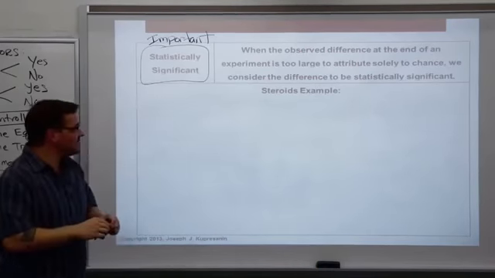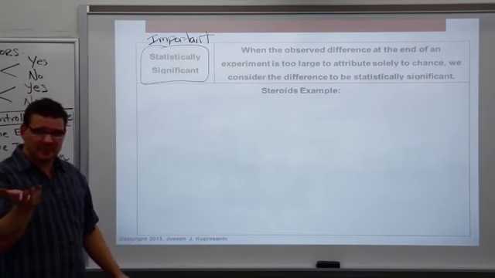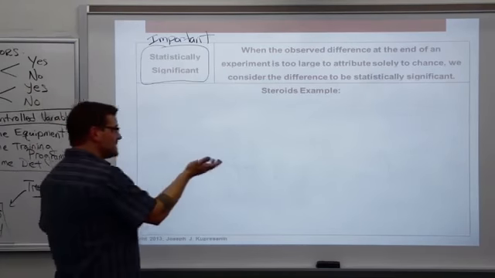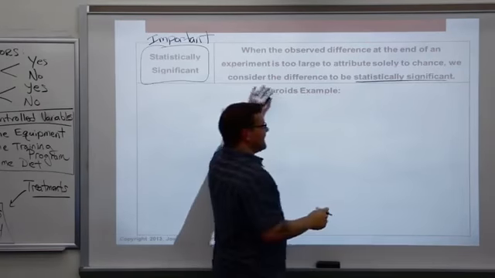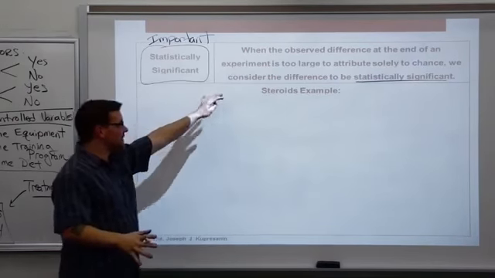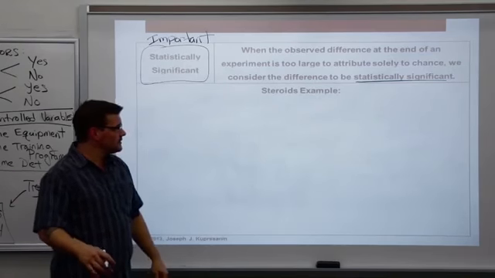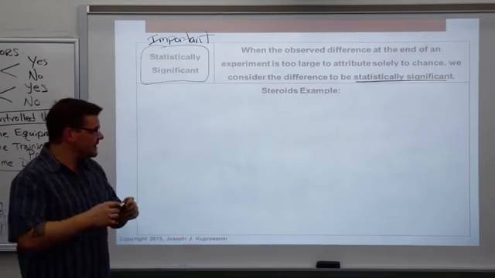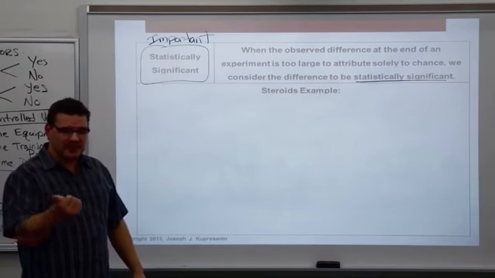When the observed difference at the end of an experiment is too large to attribute to chance, we consider the difference to be statistically significant. I'll say it again because it's important. When the observed difference at the end of an experiment is too large to attribute to chance, that would be called statistically significant.